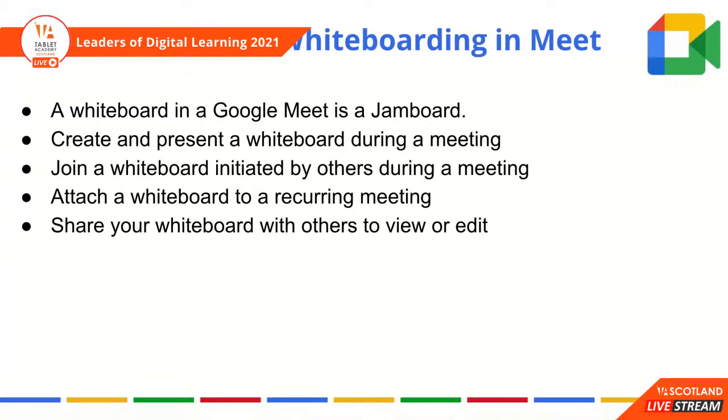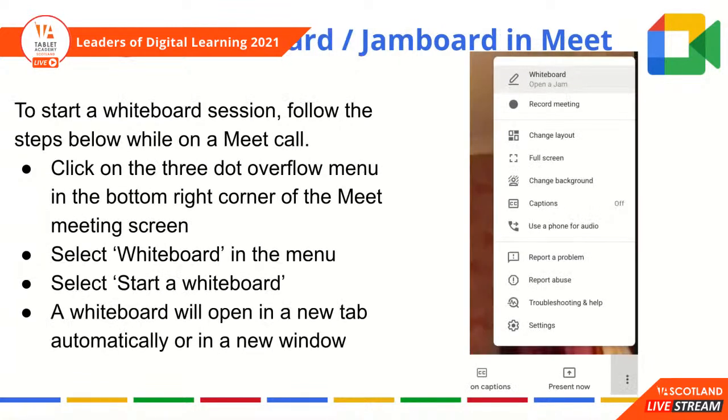The other thing as well, it's dead easy to share. So if you're wanting to share it to other groups, it's very straightforward to do. To create a whiteboard or a Jamboard, again, you're using those three little dots down in the bottom. And it will give you the option at the top, whiteboard. So when you select that, that will give you a Jamboard specifically associated with that Google Meet.